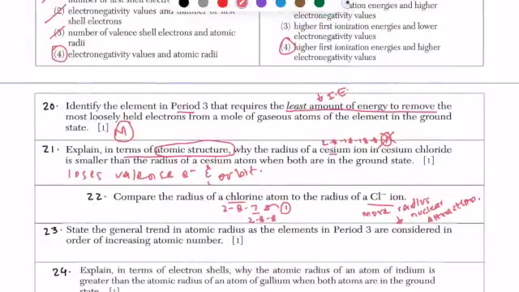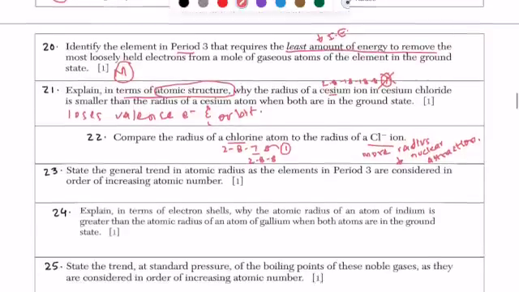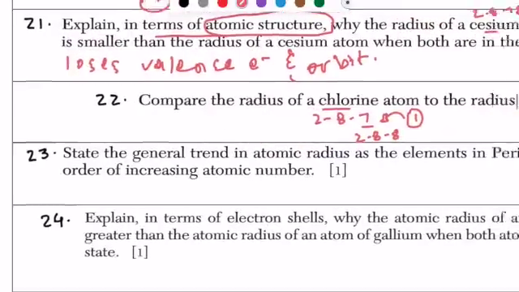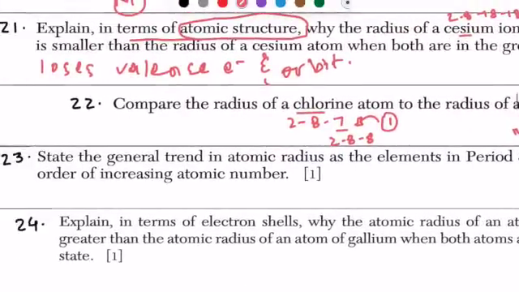For 23, state the general trend in atomic radius as the elements in period 3 are considered in order of increasing atomic number. We have mentioned this already: across the period, the atomic radius decreases because there's more nuclear attraction, and the question is only asking to state, so you do not have to explain.